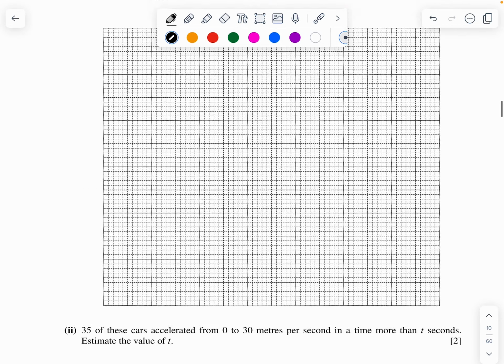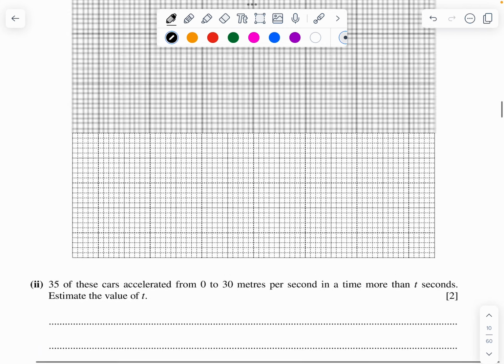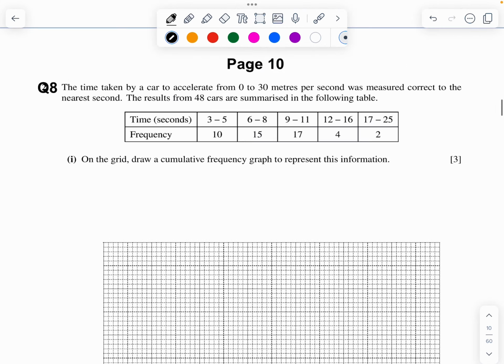Now going to the next question, question number 8. This is from October, November 2017, paper number 61. So he's taking the time taken by the car to accelerate from 0 to 30 meters per second, which is given there. Measure time in seconds on the grid. Draw the cumulative frequency graph.